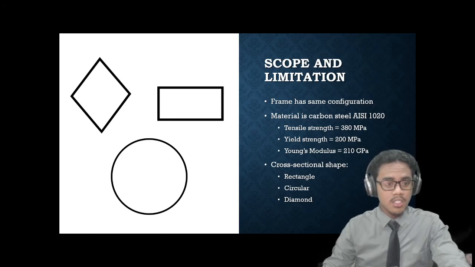Okay, for the scope and limitation, the frame for each design has the same configuration. Also, the material used is the same, carbon steel 1020. The only variable for this project is the cross-sectional shape of the body frame, which is rectangle, circular, and diamond.